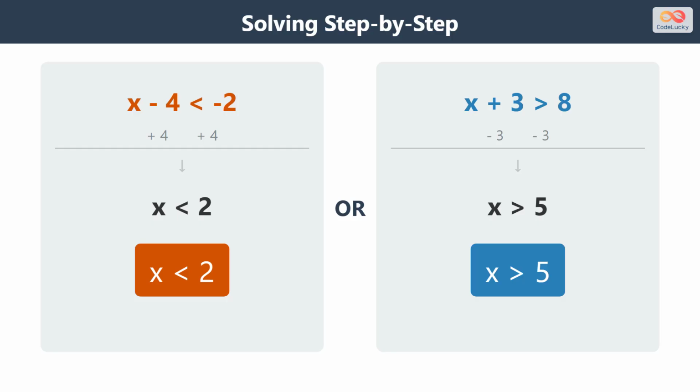On the left side, we add 4 to both sides, which gives us x is less than 2. On the right side, we subtract 3 from both sides, giving us x is greater than 5. So our solution is x is less than 2, or x is greater than 5.